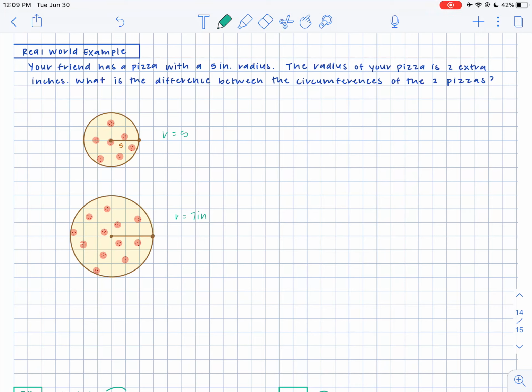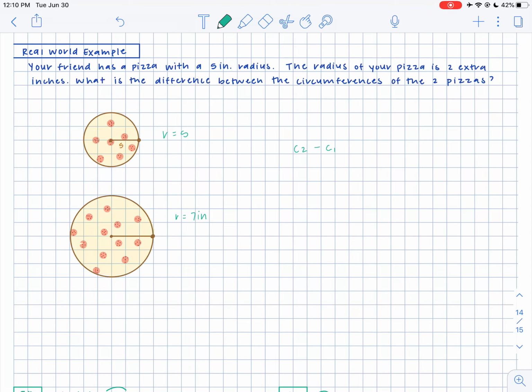It is the bigger one because remember, the bigger the radius, the bigger the circumference, bigger the circle, bigger the pizza. So now we want to know the difference between the circumferences of the two pizzas. Well, whose pizza is bigger? Your pizza. And let's say we want to represent the circumference as C2, right? Because we're going to be dealing with two different circumferences, so we don't want to confuse them. C2 minus C1, where C1 is your friend's pizza.